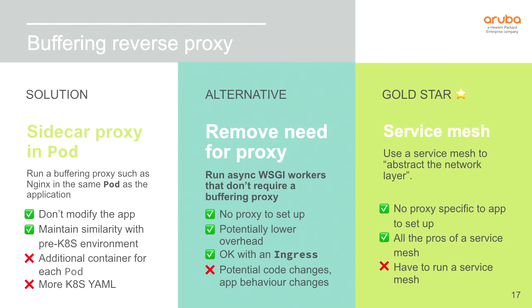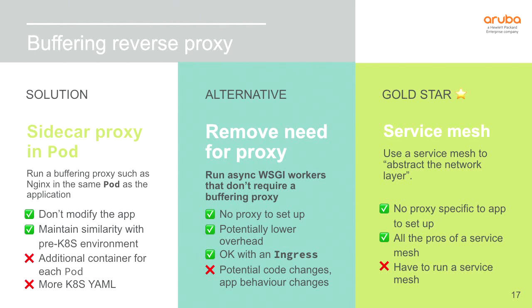But you do have to run this additional container to have nginx, and you have some more Kubernetes YAML to set up nginx. An alternative is you can remove or reduce the need to use nginx or some kind of proxy. So you can configure some of these WSGI servers to use a different kind of worker class, is usually what it's called. So you can have something that's async and can deal better with slow clients. In that case, you don't have to set up an extra proxy. You maybe have lower overhead.